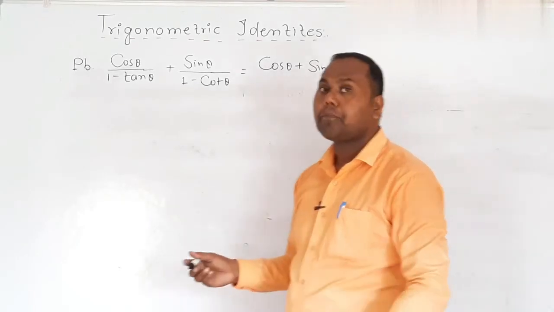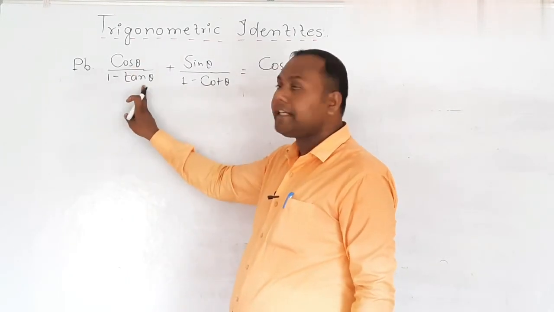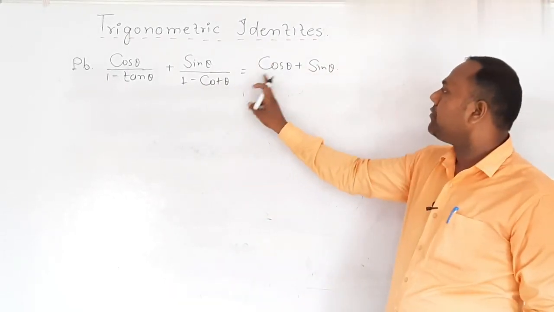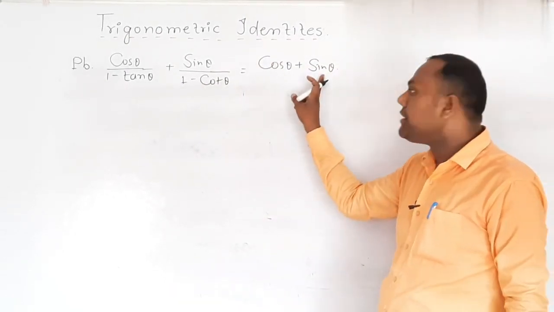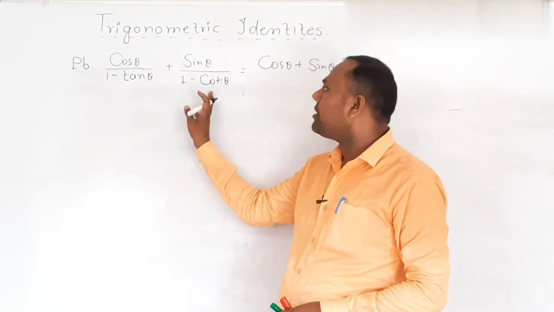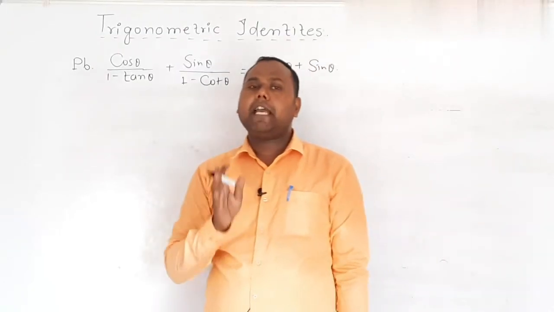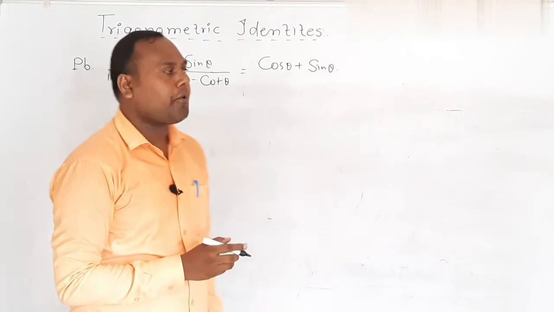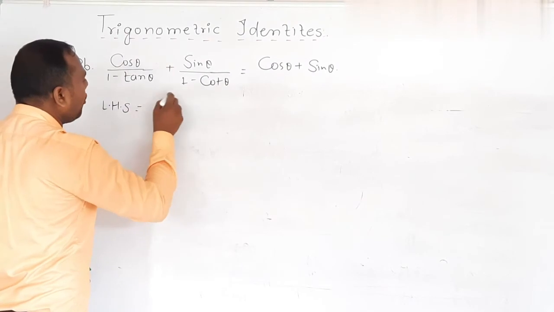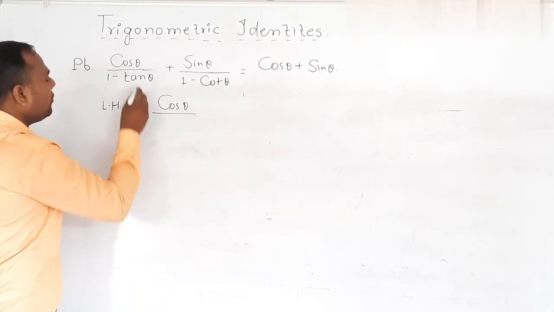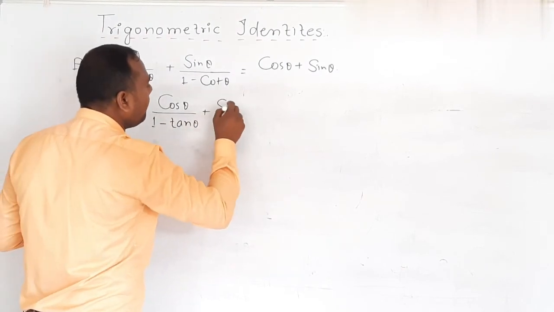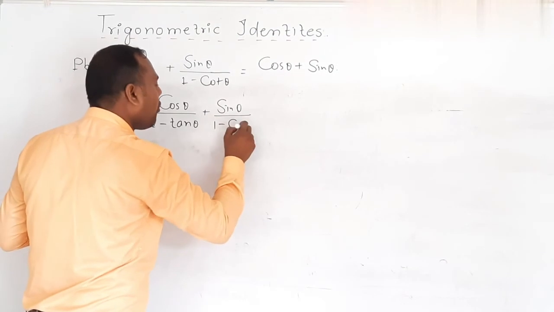Now the next problem is cos theta upon 1 minus tan theta plus sin theta upon 1 minus cot theta equal to cos theta plus sin theta. I already told you, if the expression or identity is in the form of tan theta and cot theta or cosec theta, we have to change it into sin and cos form. So let us proceed. LHS will be equal to cos theta upon 1 minus tan theta plus sin theta upon 1 minus cot theta.